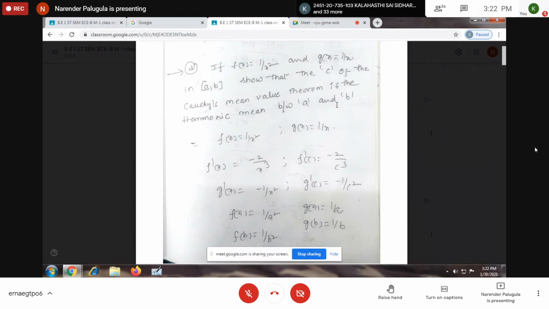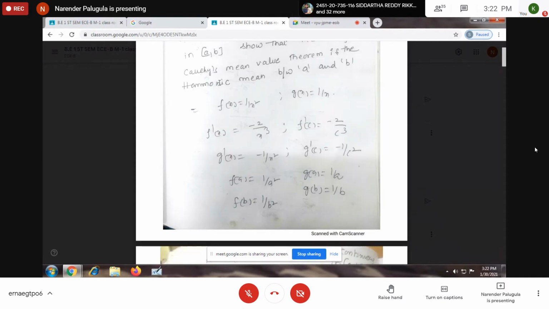That is the value between a and b. The harmonic mean lies between a and b, the geometric mean also lies between them, and the arithmetic mean, a plus b by 2, is exactly in the center. Harmonic mean, geometric mean, arithmetic mean: these three values belong to the same interval [a, b]. Okay. Now let us go through the theorem.